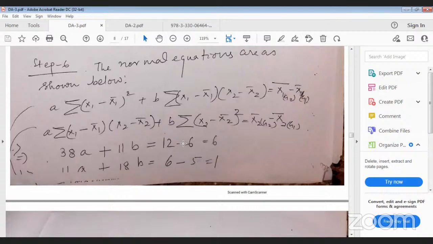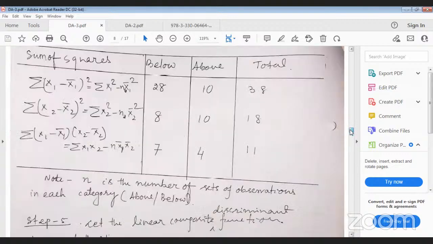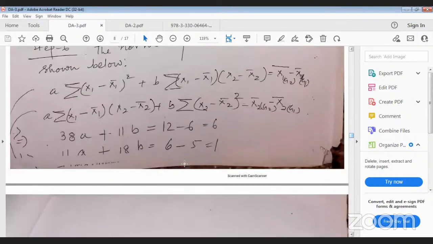Already have got the grand mean. So that value, just put 38 and 11. Where will you get all these? The summation whole square, already have got in the table. Which table? This table. 38, 11, 18 already have got. This value you put here so that you will get two normal equations.